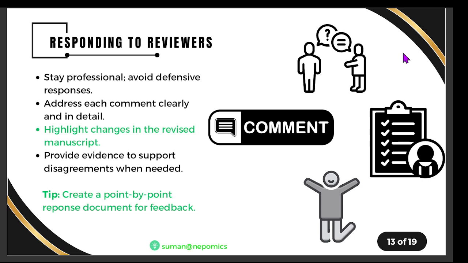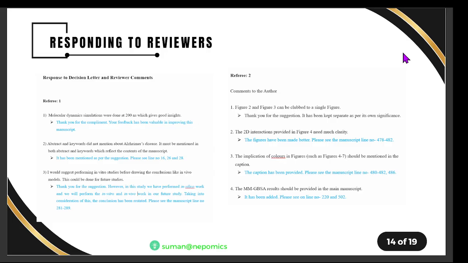Okay, so you just need to prepare a separate document for making the changes, and that needs to be reflected in the main manuscript, okay. Again, put a line number over there. For example, I've copied these two things from my research work. Let's say it is a response to the particular comments that I've received. So, response to decision letter and reviewers' comments.